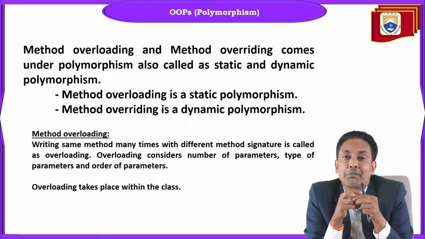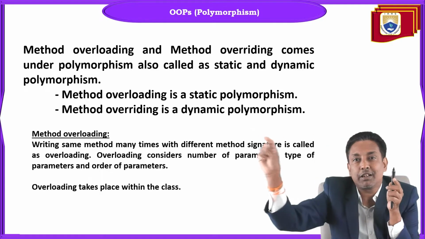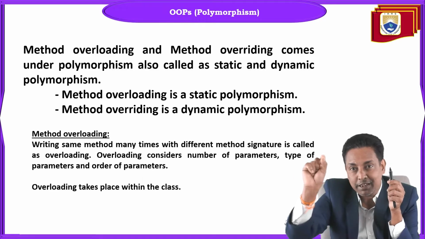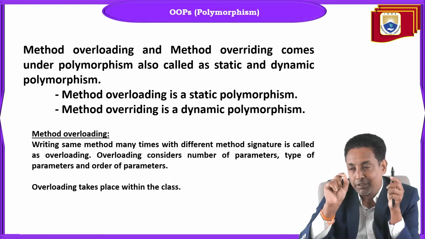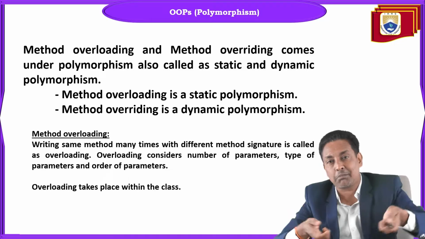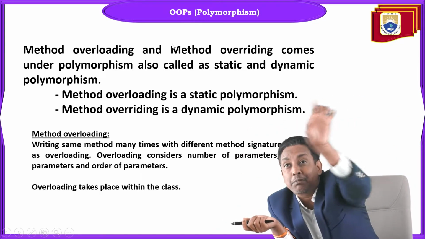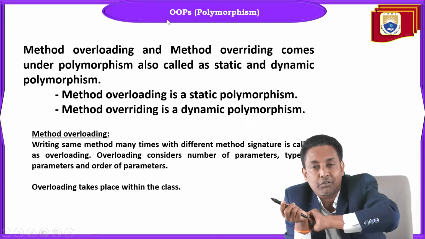Method overloading is static polymorphism. That means methods with different signatures exist. Whichever method you want to call, you call with the same signature. If you call a method with int, double, and string passed as arguments, only the method written with int, double, and string as parameters will be invoked.